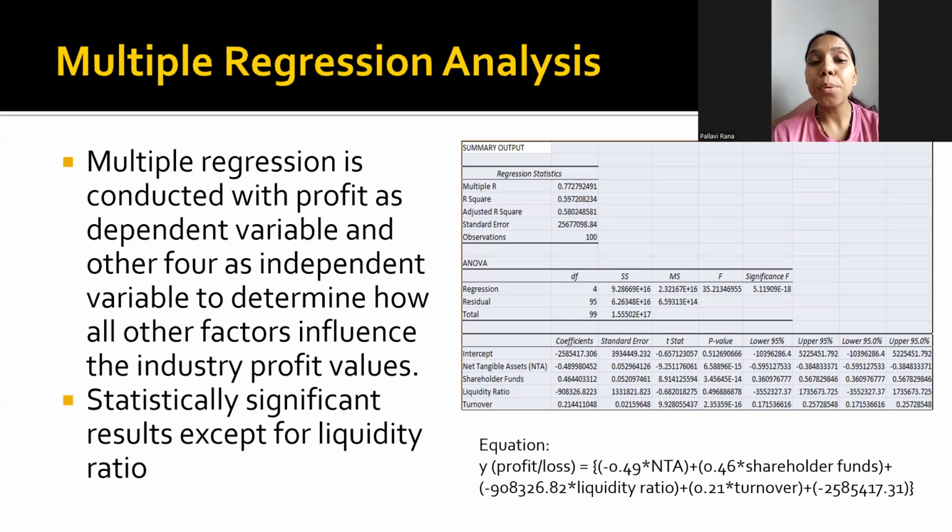Now, the profit mainly depends on the turnover values, while nothing can be said clearly about the liquidity ratio, and assets don't have a statistically significant outcome. Although the higher R square value of 60% suggests that 60% of the change in the profit variable can be explained by this regression model. So this is all about the regression analysis on the same slide. Moving on to the next slide.